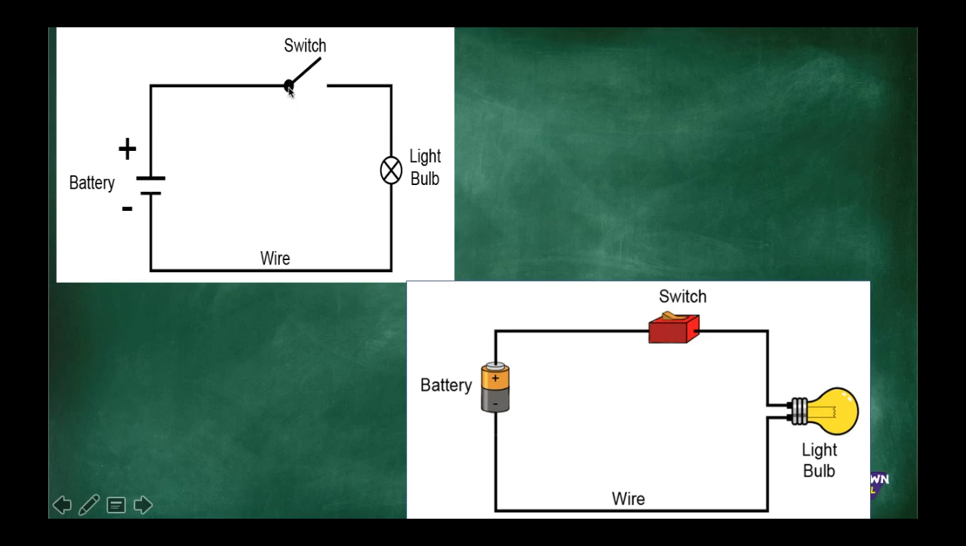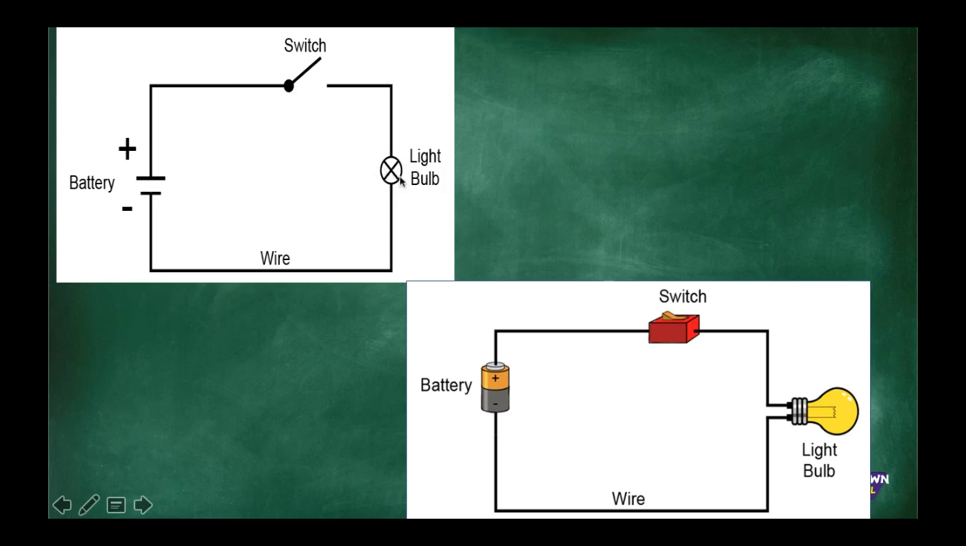As soon as you switch on your circuit, this line here will join with this line here, meaning that all wires have been connected. Then the light bulb or globe will be switched on. It's always important to make sure that there's no cut or break in your circuit.